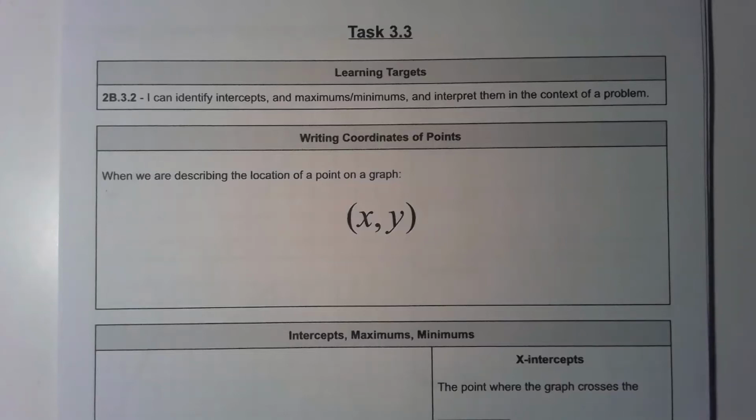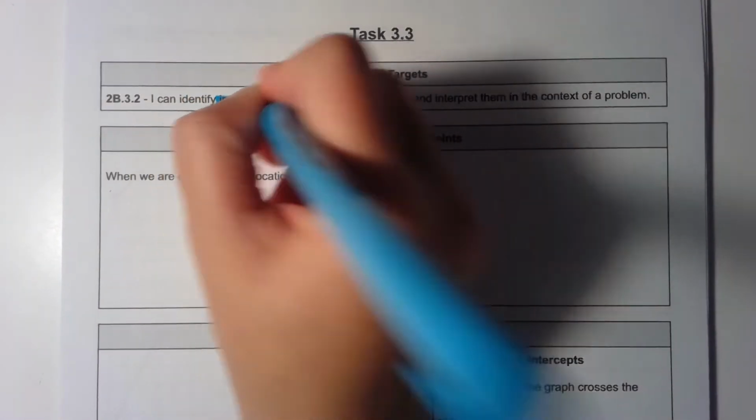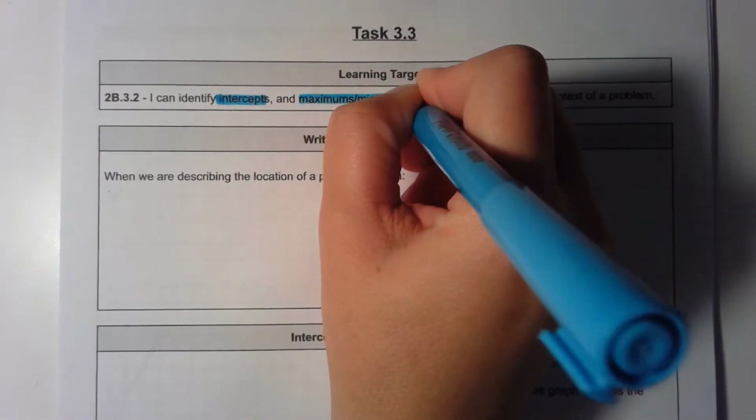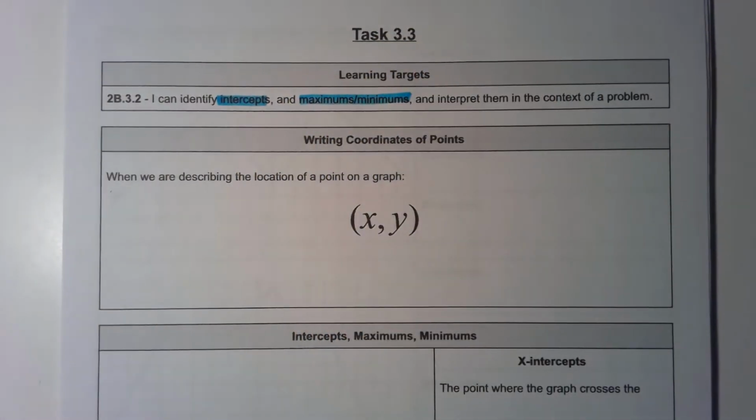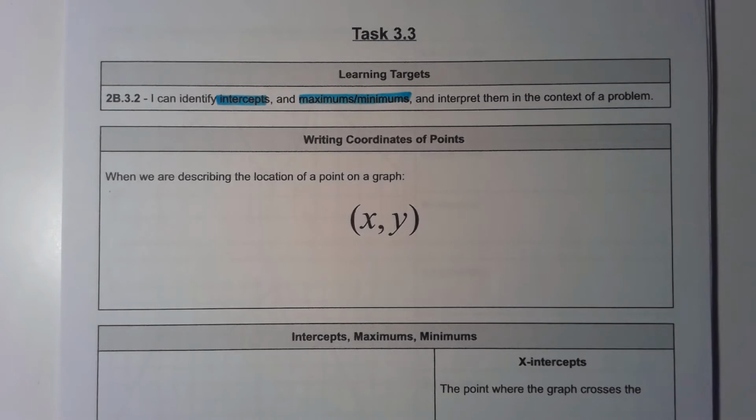Hi everybody and welcome back for the task 3.3 video. In today's task, we have one learning target that we're going to be working on. Today we are going to be working on identifying the intercepts and the maximums and minimums of a graph and interpreting them in the context of a problem.